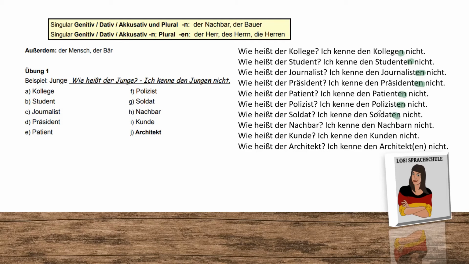Wie heißt der Nachbar? Ich kenne den Nachbarn nicht. Wie heißt der Kunde? Ich kenne den Kunden nicht. Wie heißt der Architekt? Ich kenne den Architekten nicht. Here we have a little special thing because, you know, the language evolves. You could also say, ich kenne den Architekt nicht. I'll be honest, this is just for the mouth, also easy, and this is how it evolved.